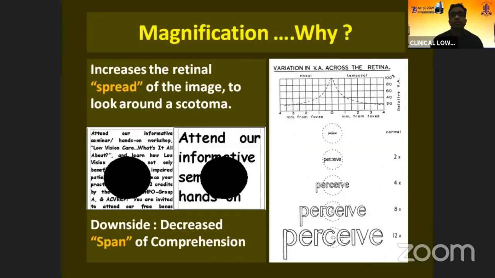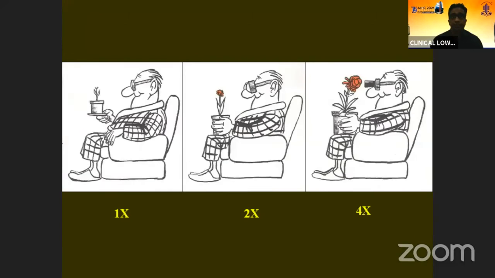Few conditions are an exception, like retinitis pigmentosa, where there is a peripheral degeneration. This is the schematic to illustrate the effect of magnification. The higher the magnification, the bigger the image and retinal spread, and the better the patient is able to see.